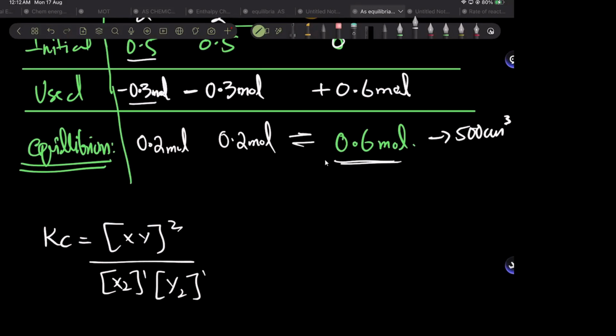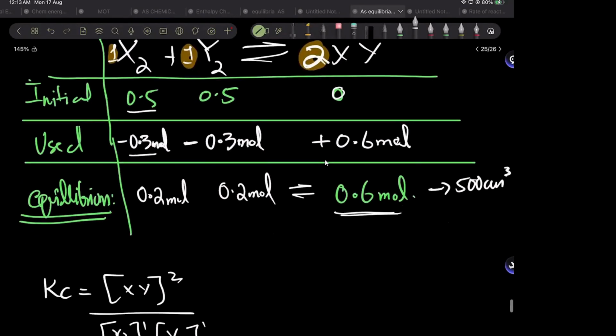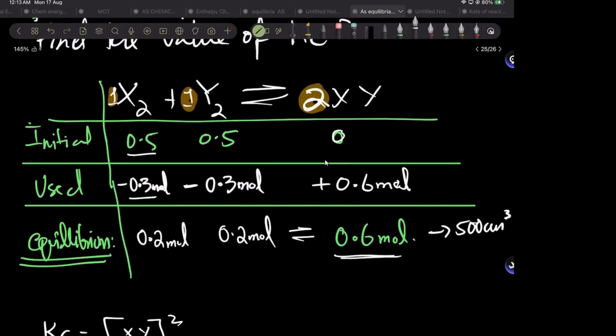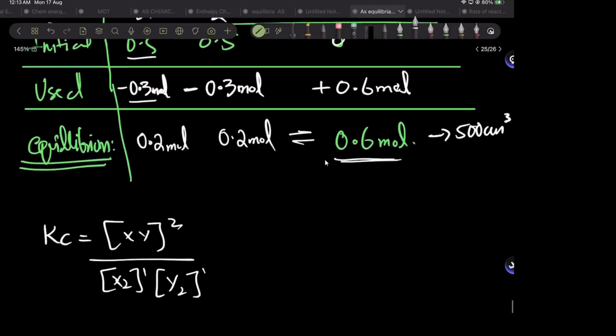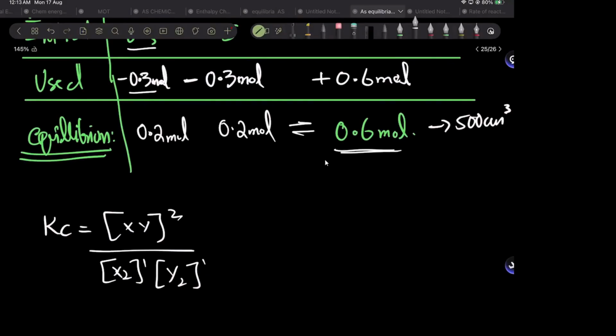So can I insert them in the Kc expression? No, I cannot. I have to convert them into those moles which must be present in 1 dm cube or 1000 cm cube of solution or container. So I need to find out those moles of XY that would be present if the container was 1000 cm cube, and those moles of Y2 or X2 that would be present if this container was of 1000 cm cube. So I'll make a ratio. You can either make a ratio or you can do it with the concentration formula.